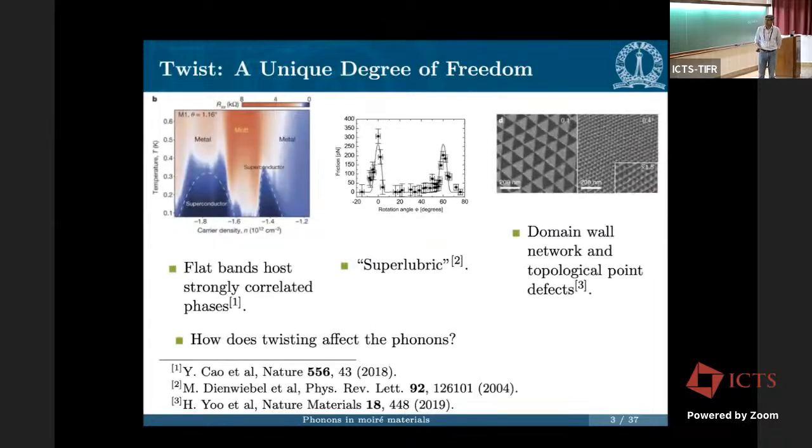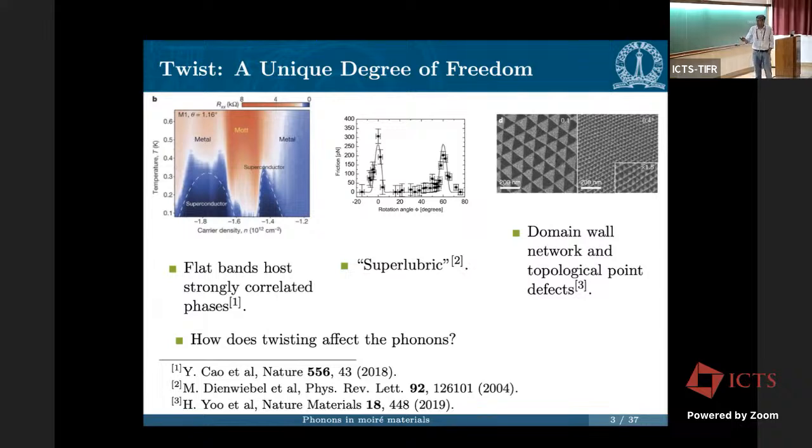As we have all seen, twist is a very interesting degree of freedom, and most of the time people are interested in the flat bands that originate from twist and all the associated electronic properties. But there are also some very interesting things that happen when you twist two materials. For example, you see superlubricity. This is seen in graphene. When you take one layer of graphene and rotate it with respect to the other one, at some point the coefficient of friction becomes nearly zero.